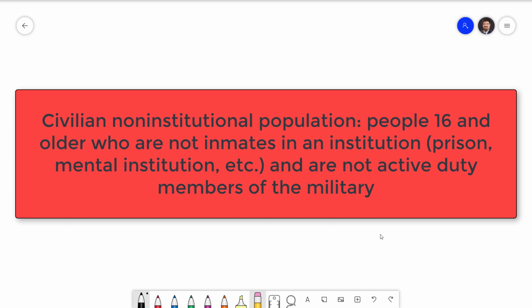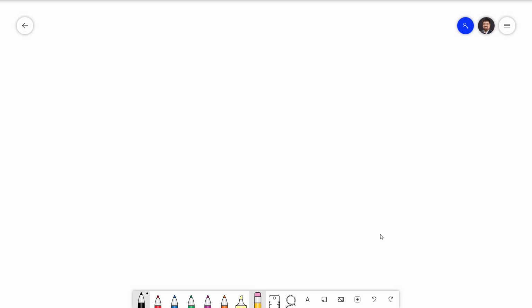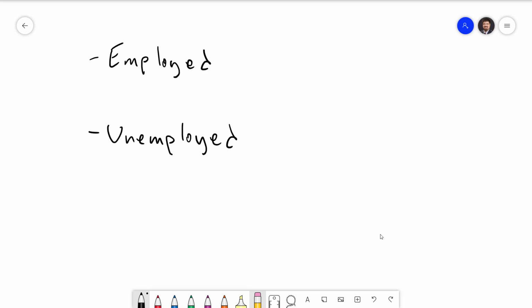the military. Within that population, the BLS categorizes people into three groups: employed, people who have a job; unemployed, that's people who do not have a job but are looking for one; and then finally people who are not in the labor force.